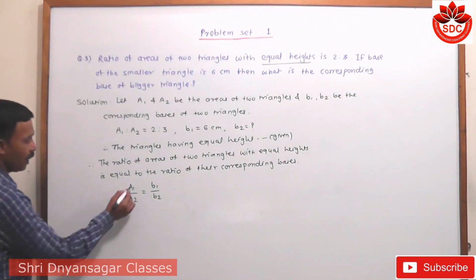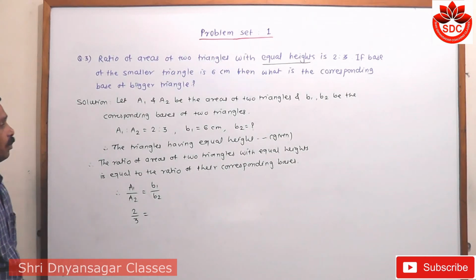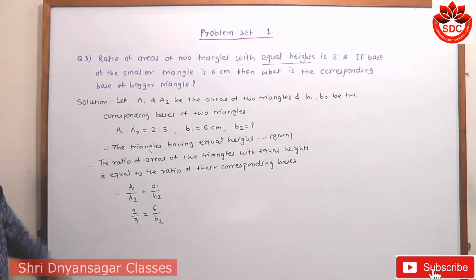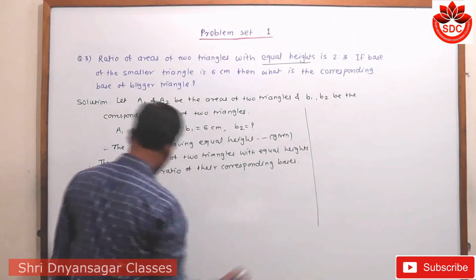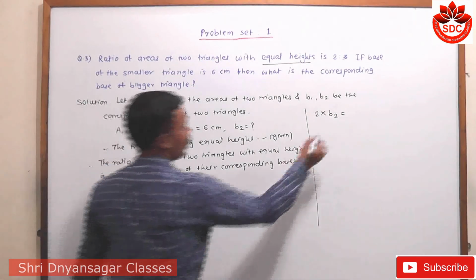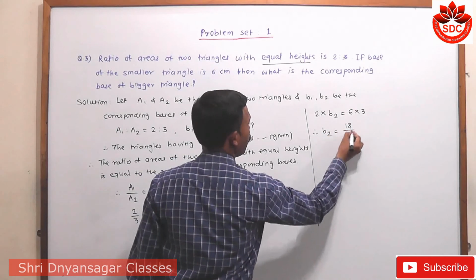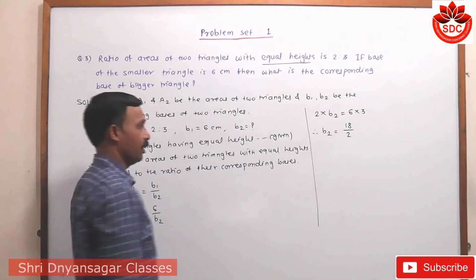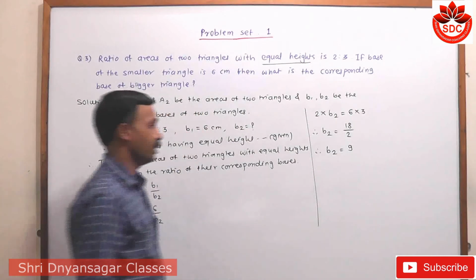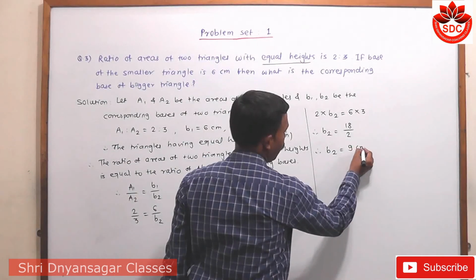Then substitute the values. What is the value of A1 upon A2? It is 2 upon 3, equal to B1 which is 6 centimeter, and B2 we have to find. Then by cross multiplication we get 2 into B2 is equal to 6 into 3. Then B2 is equal to 6 3s are 18 upon 2. We can simplify by using these 2. Therefore B2 is equal to 2 9s, meaning the base of the bigger triangle is 9. The unit is centimeter, so 9 centimeter.